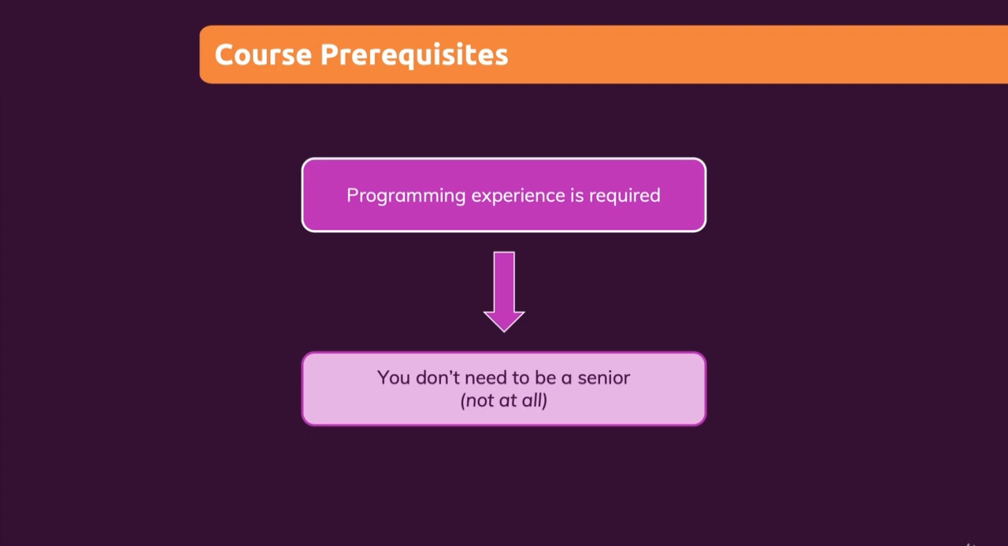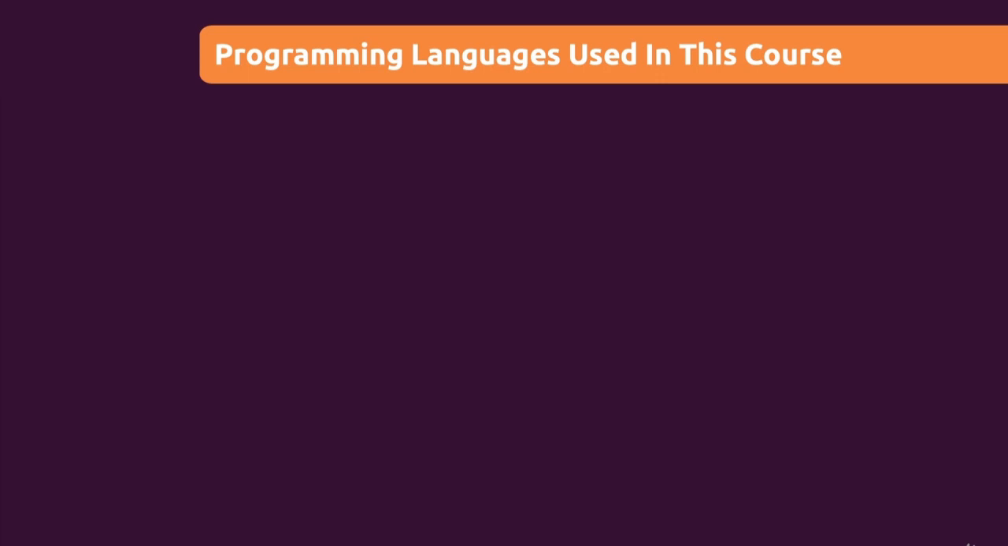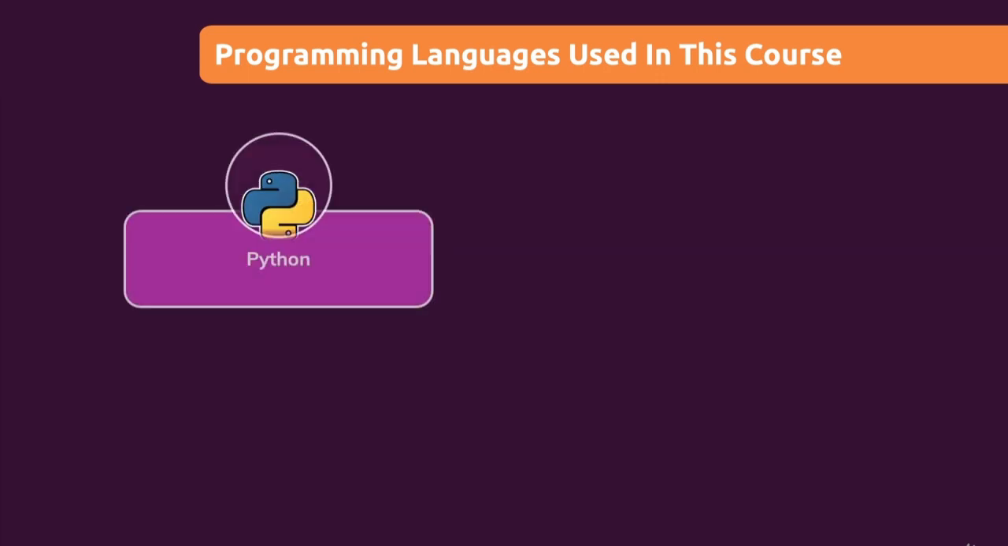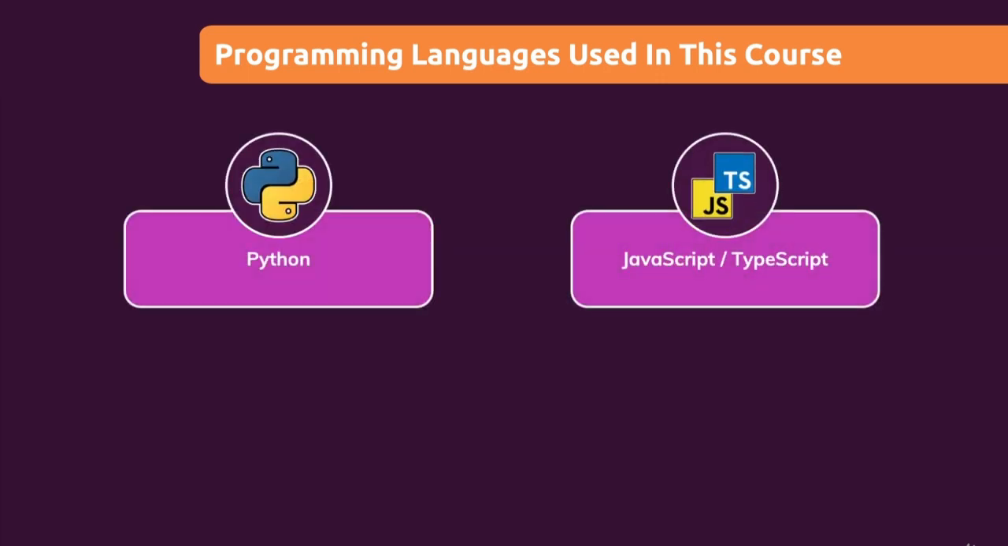Now let me come back to the programming languages. In this course, I will mostly use Python and JavaScript/TypeScript for the examples. TypeScript simply is an extension, you could say, to JavaScript. It adds strict typing to the JavaScript language. And these are the two programming languages I will use for the examples in this course. Now, even if you don't know these languages, you will be able to follow along. You don't need to know them.